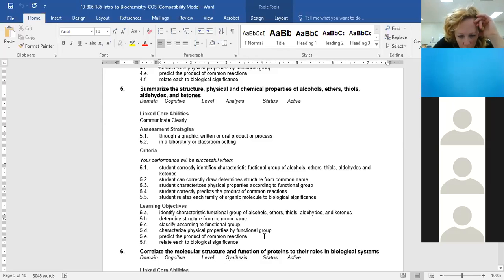Okay. All right. So then if you look at these learning objectives right here, what we just talked about was identify the characteristics of the functional group of alcohols, ethers, thiols. So that's kind of what you're doing. You're identifying, if she gives you one, whether it's a primary, secondary, tertiary, etc. Correct? Yeah. Am I hearing that right? Mm-hmm. Okay.